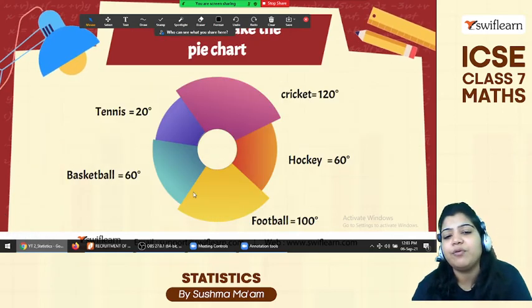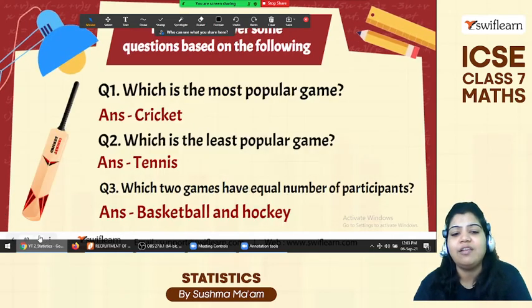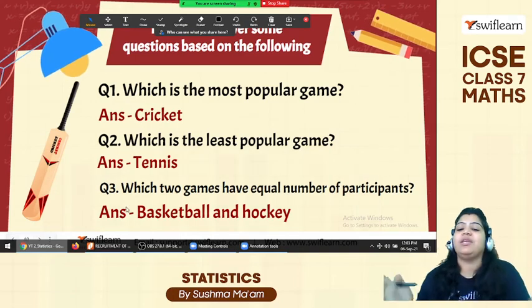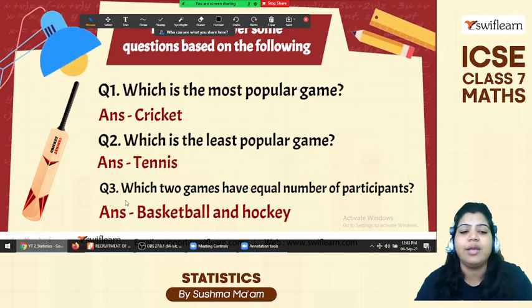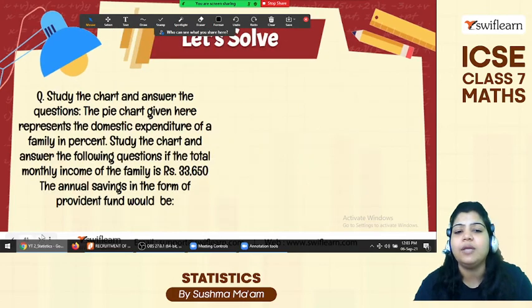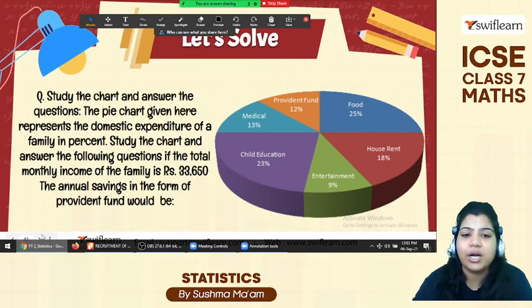So yes, we got 20 for tennis. So tennis is the least popular game. Which two games have an equal 60 degree angle? So basketball and hockey. Okay, so here study the chart and answer the question.